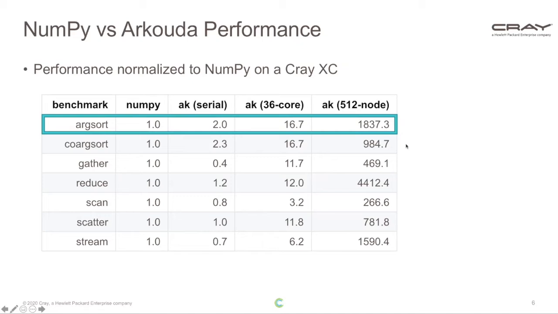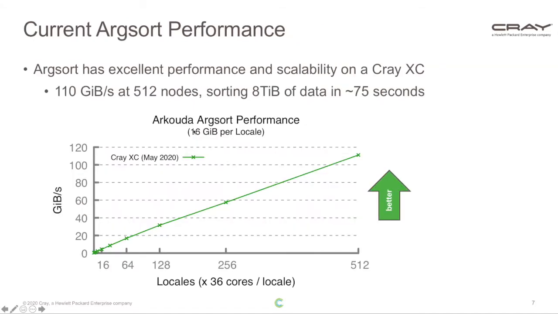So as I mentioned before, this talk is going to focus on sorting since that's a critical operation. So we're going to take this row of this table and turn that into a graph. And so what we see here again is that we have our performance scalability up to 512 nodes, and we're really seeing really good performance and scalability on this XC.